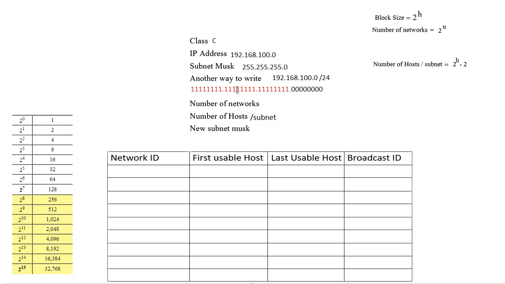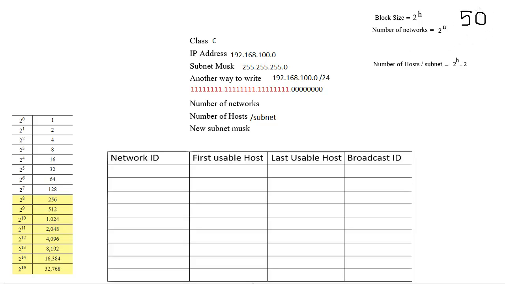So this subnet mask I write in binary. If I add all 8 ones, this will give us 255, and this will give us 255, and this will give us 255, and this will give us zeros. So our requirement today is 50 hosts.